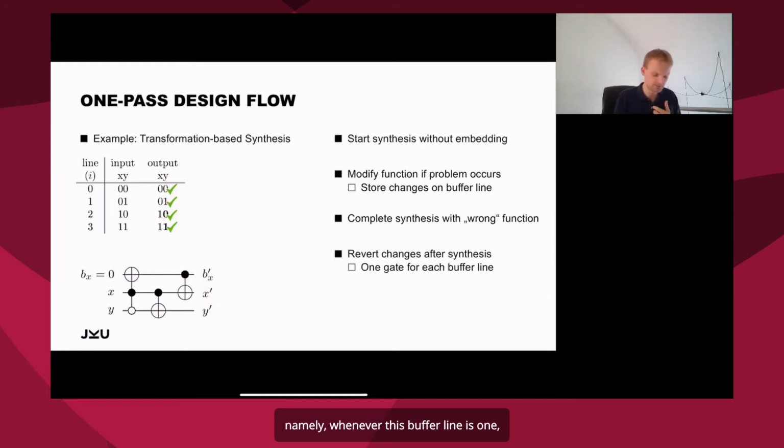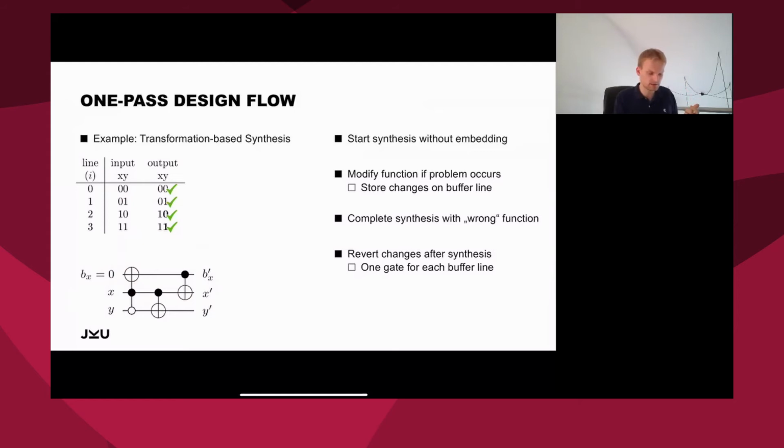Namely, whenever this buffer line is 1, this is the buffer line for the output X, whenever this is 1, I need to flip X. This is only the case when I have the input 1, 0 based on this Toffoli gate. That means in exactly these cases, this X value is flipped again. And by this, I basically realized my originally intended function. And what I've got with all that is a synthesis approach, which eventually gives me a reversible circuit, but which does not require an explicit embedding step before, right?